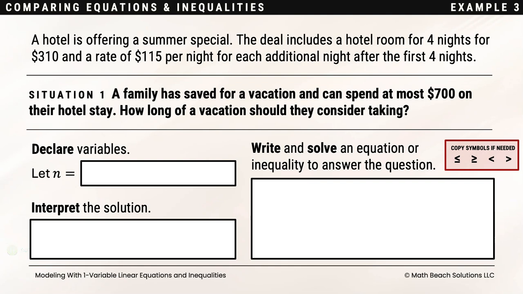Let's declare our variables. We want to know how long of a vacation should they consider taking. Our unknown, I'm going to call it n, is the number of nights in the hotel. Now let's write our equation.